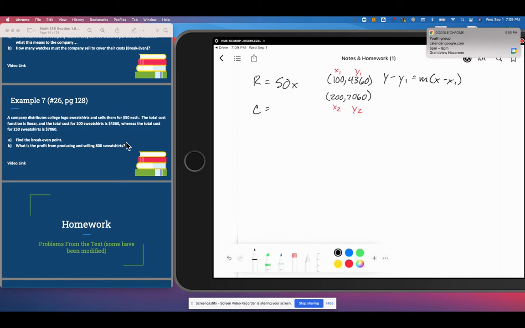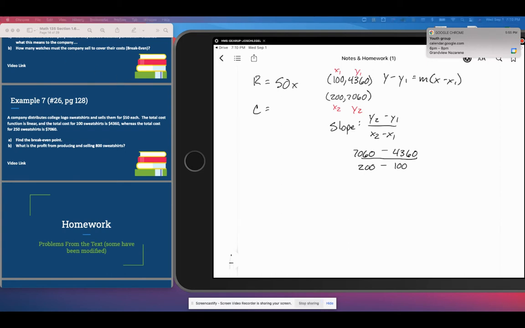Slope is what's up first. Slope is y2 minus y1 over x2 minus x1. So we are going to have 7,060, and I need to follow my own advice: draw the bar, put the minus sign in there. We are going to have 7,060 minus 4,360 over x2 minus x1. I'm just going to look really quick to make sure I copied that correctly because I don't want to make a typo. X2 is 250, X1 is 100.